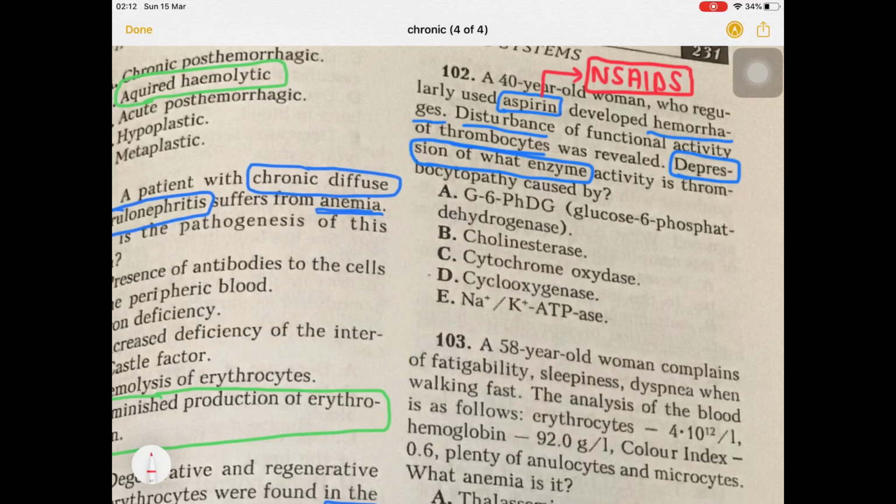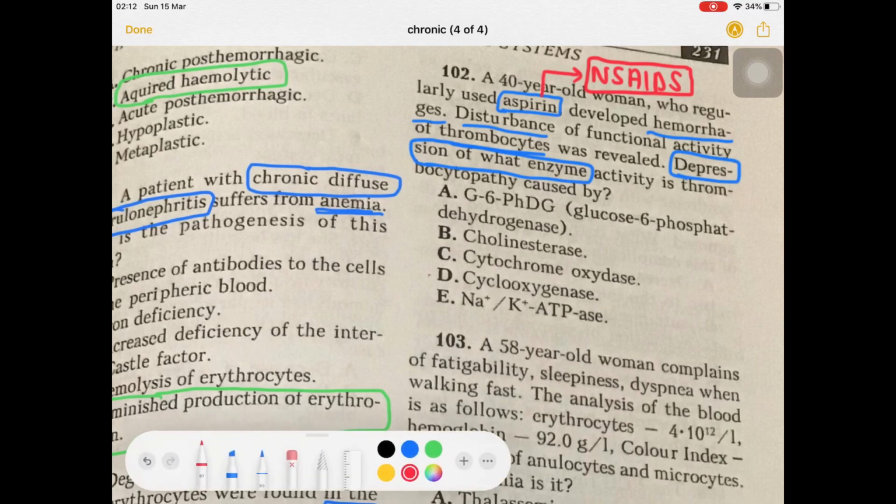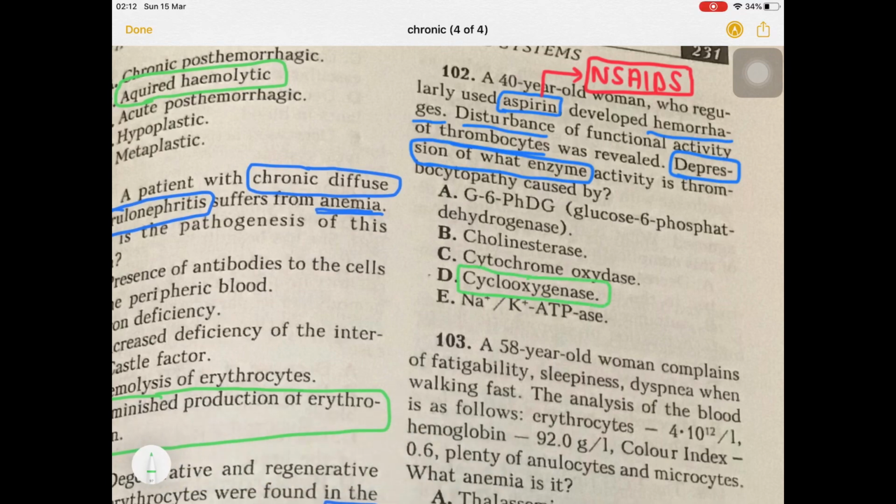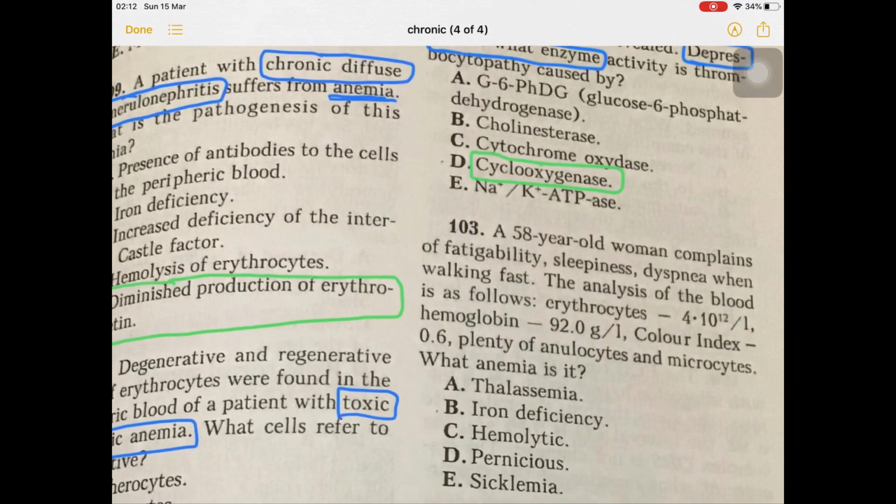So what can be the answer? The full form of COX is cyclooxygenase. Aspirin is an inhibitor of both COX-1 and COX-2, so I can say this is a COX inhibitor, right? So the answer is cyclooxygenase. No problem at all in this one.